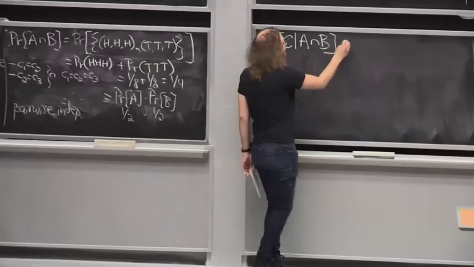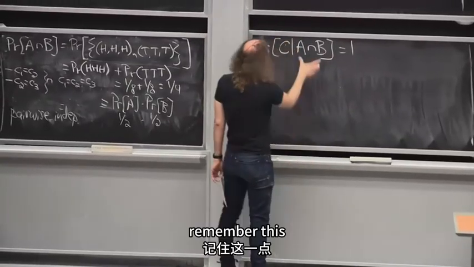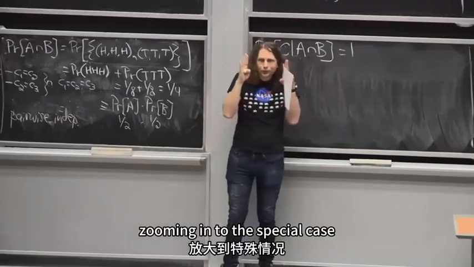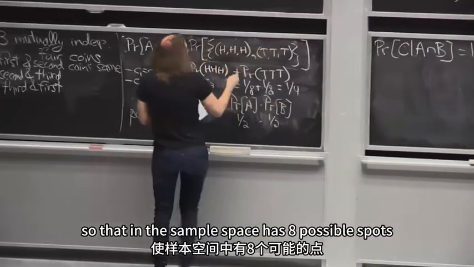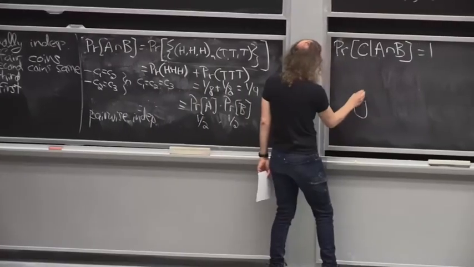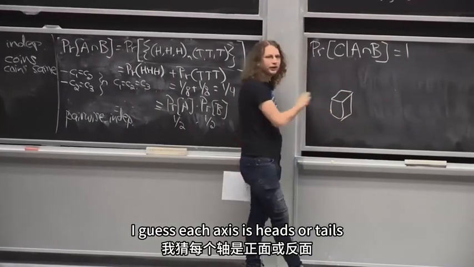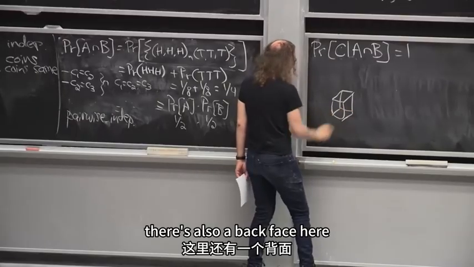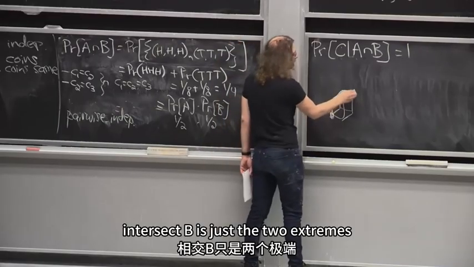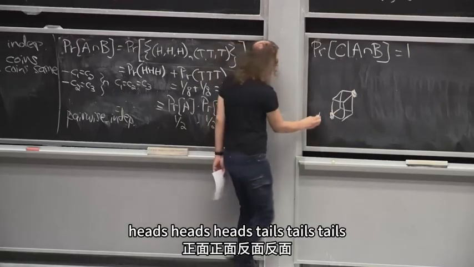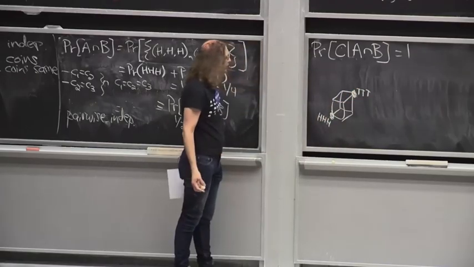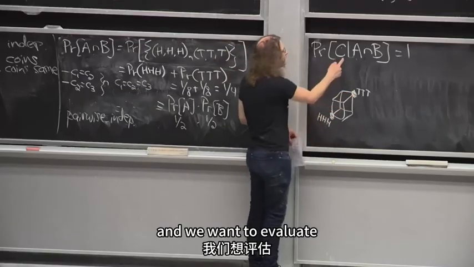1, yeah. Remember, this notation means compute the probability of this event, zooming into the special case where A intersect B is true. So that in the sample space has 8 possible spots. It's like a cube, I guess. Each axis is heads or tails. So there's also a back face here. And what we're saying here is A intersect B is just the two extremes, heads, heads, heads, tails, tails, tails. Maybe you're used to the cube, and this is familiar, that they're opposite corners like this.